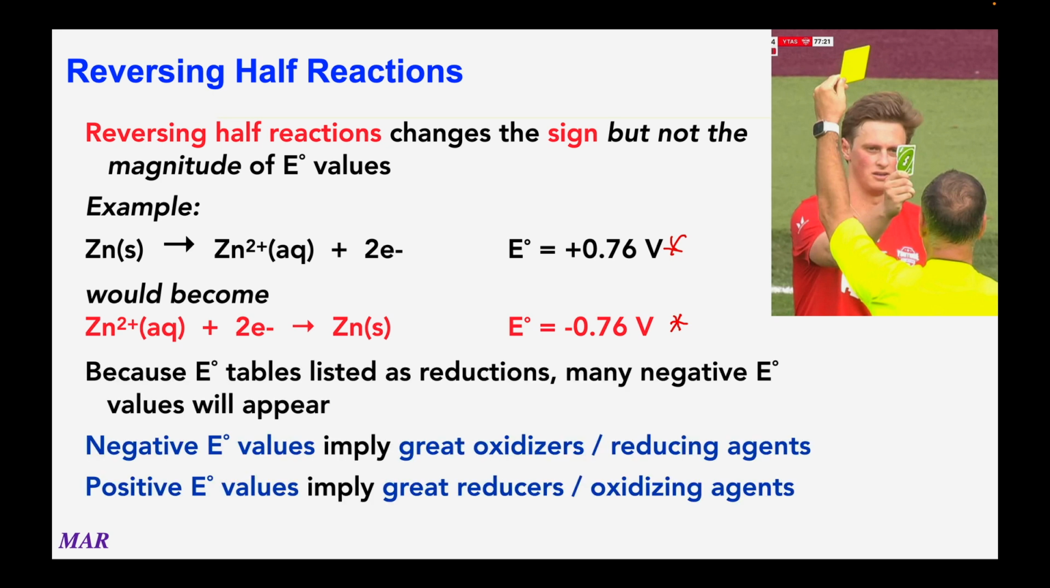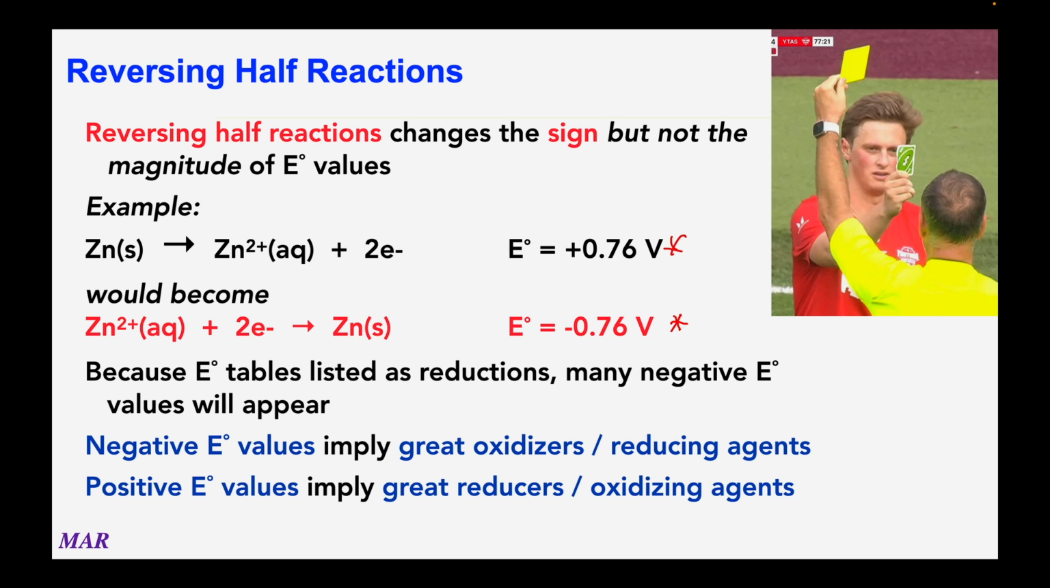Now, because those E cell values are listed as reductions, you're going to see a lot of negative E values. Negative E values means that those aren't likely to be reduced, but they can be oxidized, all right? So zinc metal going to zinc 2 plus is more likely than zinc 2 plus going to zinc because of those values. So when you see a negative E value, that just means it's more likely to occur in the opposite direction, i.e. as an oxidation, not a reduction. On the other hand, if you already have a positive E value, it's going to be great at reducing, but not so great at oxidizing. And we'll see examples of that in a little bit.